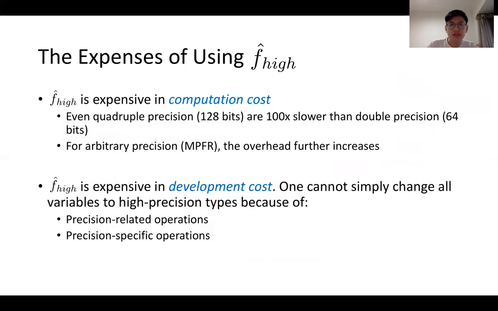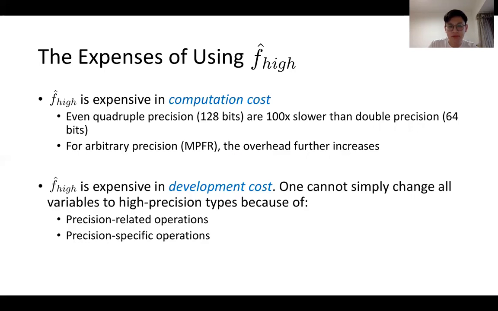We find that using high precision types is very expensive for 2 reasons. The first one is they're expensive in computation cost. Even quadruple precision is more than 100 times slower than double precision, and for MPFR, the overhead further increases. The second one is they're expensive in development cost, because we cannot simply change all variables to high precision types to get a more accurate result, due to the existence of precision-related operations and precision-specific operations.